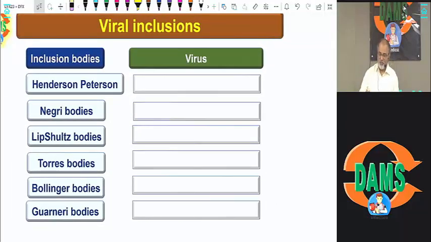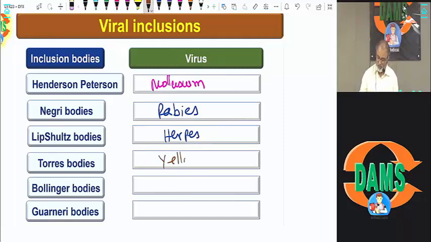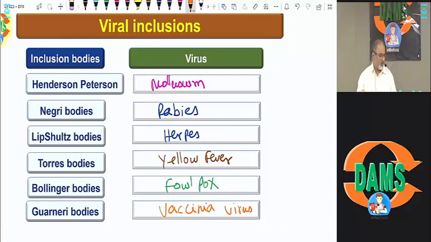Anderson-Peterson body, molluscum. You need to revise, fast revision. Negri bodies, rabies. Laddu question. Lipschutz bodies, herpes. Torres bodies, yellow fever. You must remember all those things. Bollinger bodies, smallpox. Guarnieri bodies, vaccinia virus.